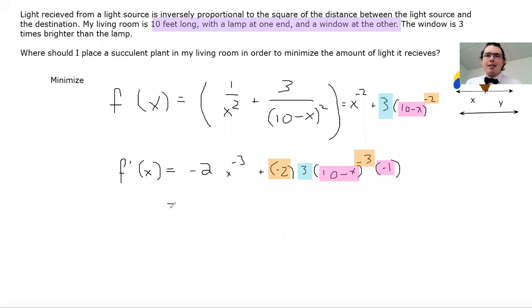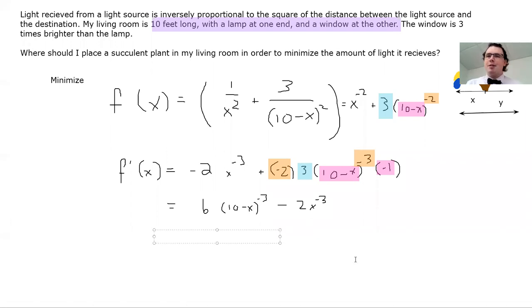Now, I can clean this up a little bit and say that I have +6 times the quantity (10 minus x) to the power -3, and this is going to be subtracted by 2x to the -3. Okay, so this is the formula for my derivative.